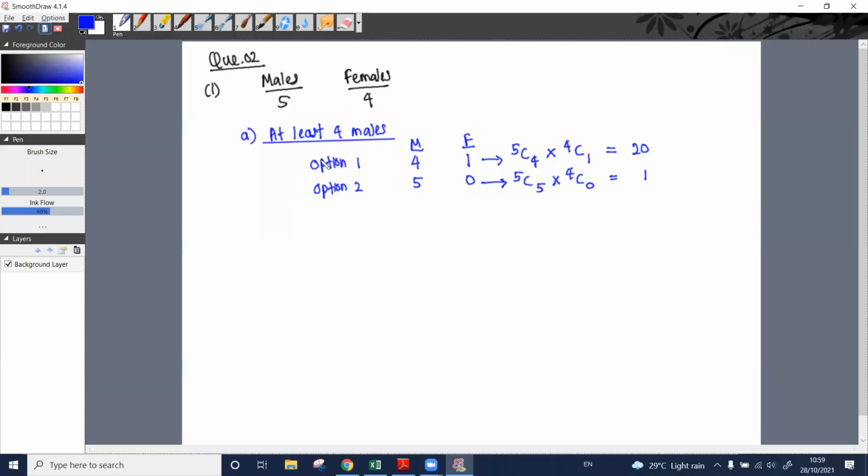Either we need to select option 1 or we need to select option 2. What is the term I have highlighted? Or. Either option 1 or option 2.